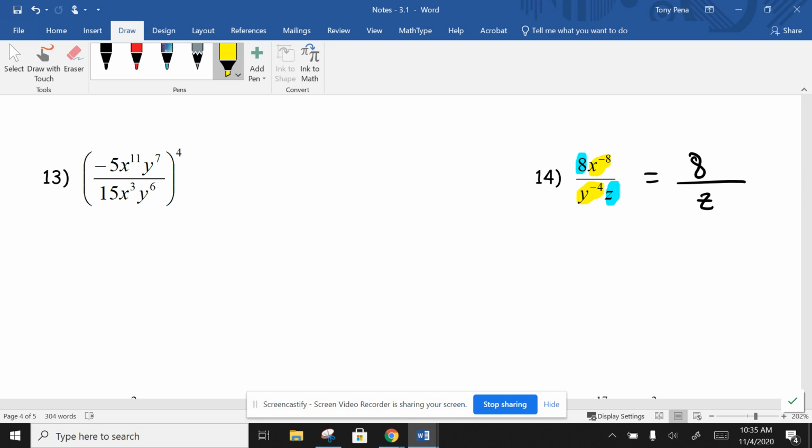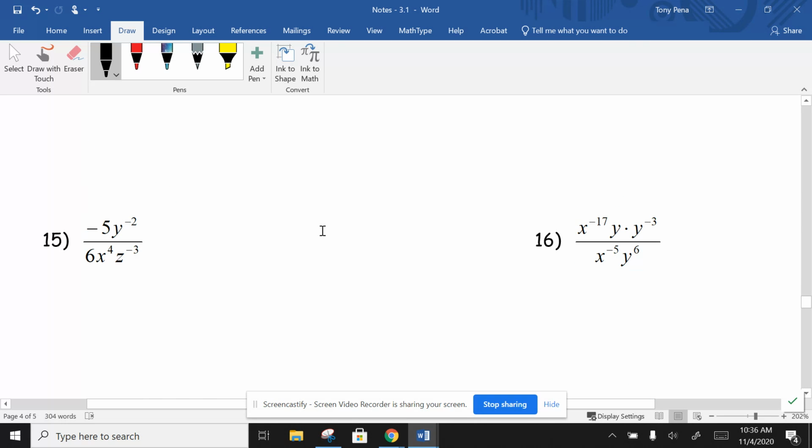All right, so the x to the negative 8th becomes an x to the positive 8 if I put it into my denominator. And the y to the negative 4 that's currently negative in the denominator, if I put it into my numerator, it magically becomes positive. The negative exponents mean we want the reciprocal of whatever that term would be, which basically just means flip the numerator or denominator. All right.